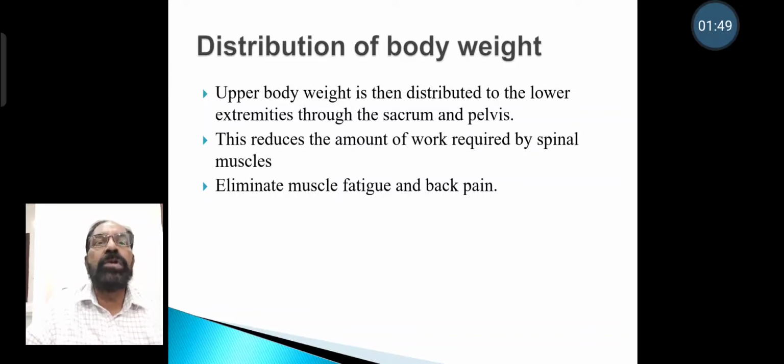Coming to distribution of the body weight, the upper body weight is then distributed to the lower extremities through the sacrum and pelvis. This reduces the amount of work required by the spinal muscles and eliminates muscle fatigue and backache.